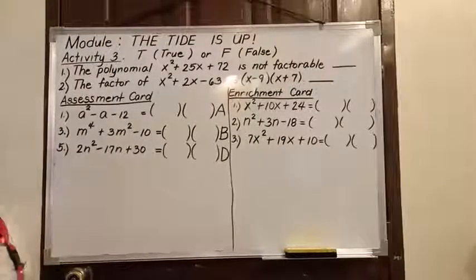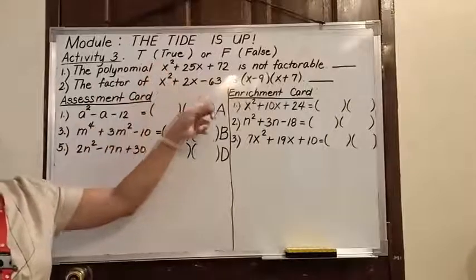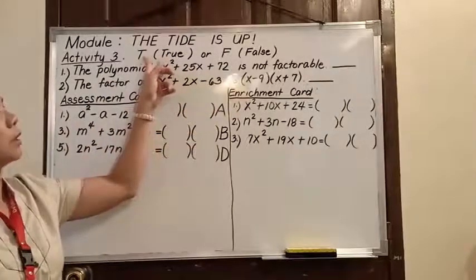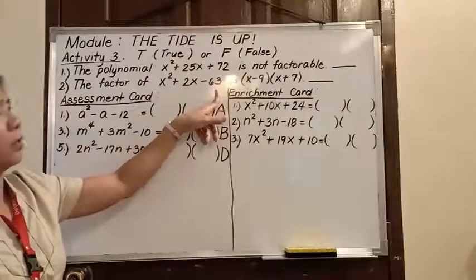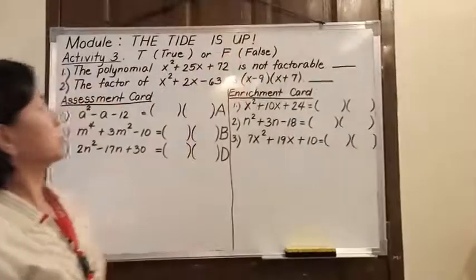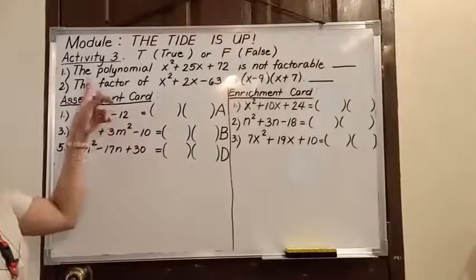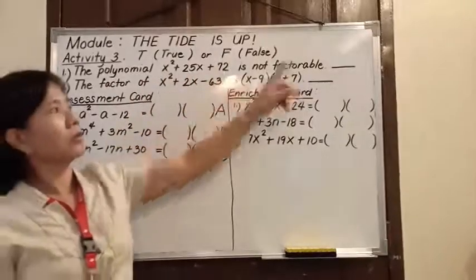Punta tayo sa activity 3. Sa activity 3, true or false. If the statement is correct, then you write capital T for true. And if the statement is not correct, you write capital letter F for false. Number 1, the polynomial x squared plus 25x plus 72 is not factorable.